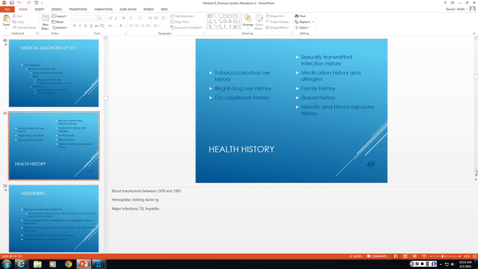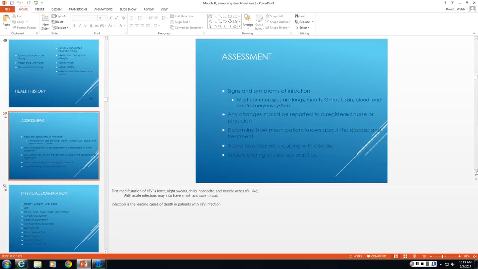Do they have a problem with hemophilia, with a clotting factor? Did they have any blood transfusions between 1978 and 1985? Have they had any major infections such as TB, hepatitis? All these things put them at risk. You want to assess for signs and symptoms. So the most common sites are going to be your lungs, mouth, GI tract, skin, blood, and central nervous system. So the first manifestation of HIV is usually fever, night sweats, chills, headaches, muscle aches, flu-like symptoms. With an acute infection, they could have a rash or a sore throat. So any changes in these systems should be reported to a nurse or physician.